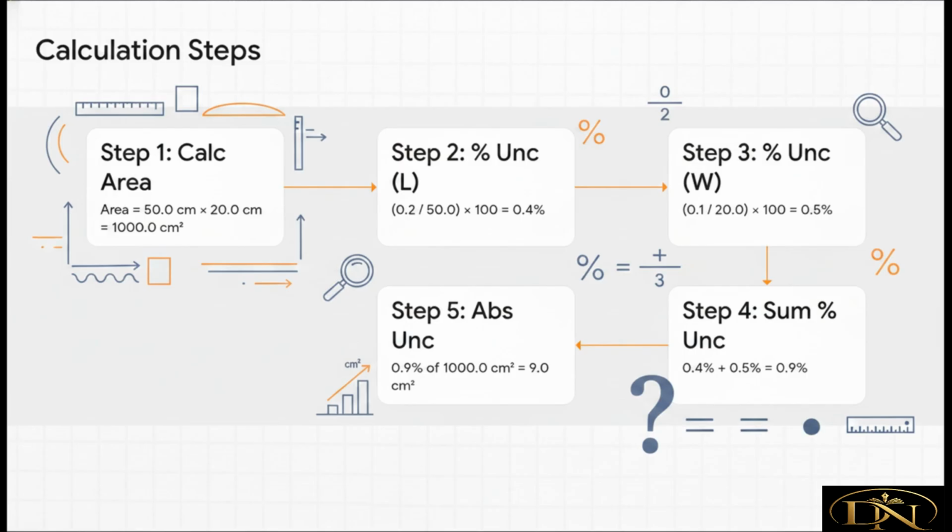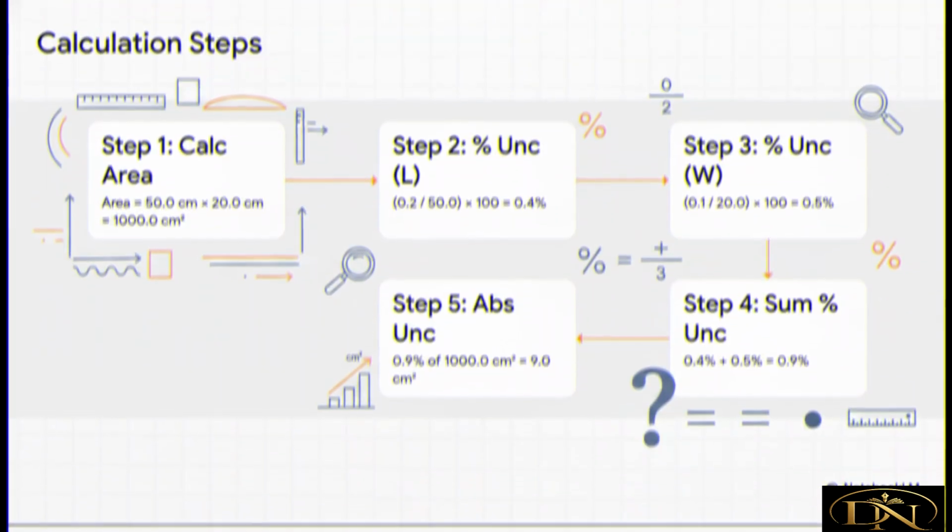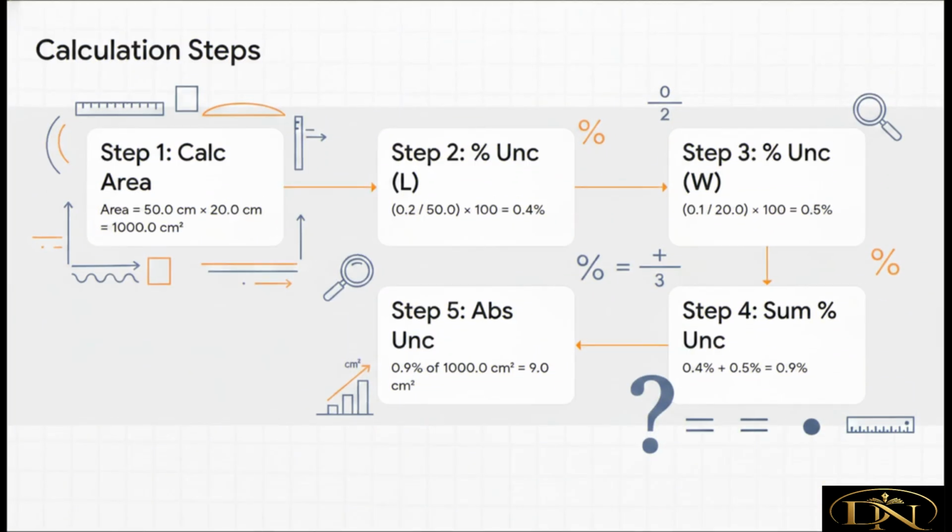Now for the tricky part, the uncertainty. Since we're multiplying, we need percentages. So for step 2, let's find the percent uncertainty in the length. We take the absolute uncertainty, which is 0.2, divide it by the measurement, 50, and multiply by 100. That gives us 0.4%. Okay, now let's do the same for the width in step 3. Its uncertainty is 0.1, divided by its value, 20, that comes out to 0.5%. Now here comes rule 2. For step 4, because we multiplied the length and width, we now add their percentage uncertainties. So 0.4% plus 0.5% gives us a total uncertainty of 0.9%.